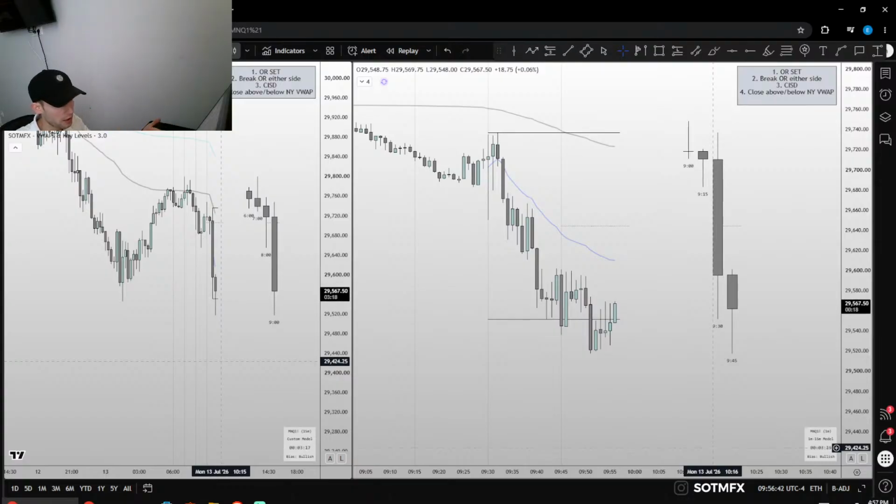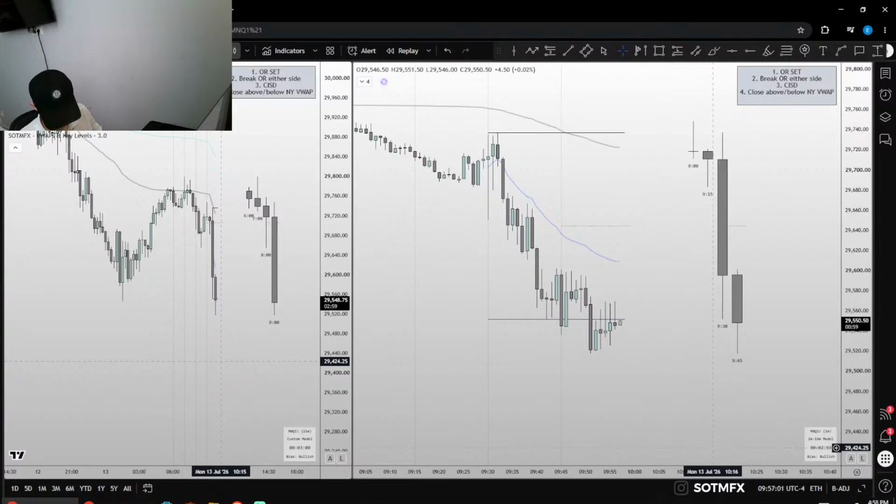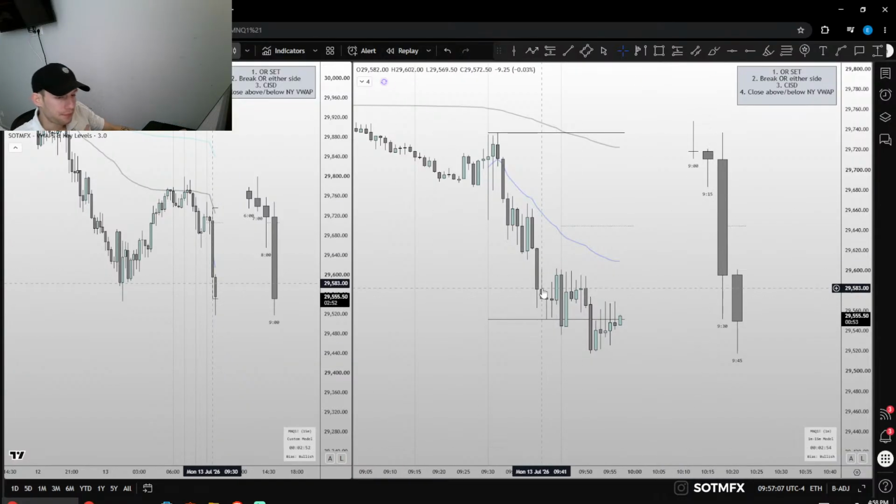If price does that, I will just execute the trade, win or lose, it doesn't matter, because I will take the same trade every day when it presents. Alright, so let's just wait.